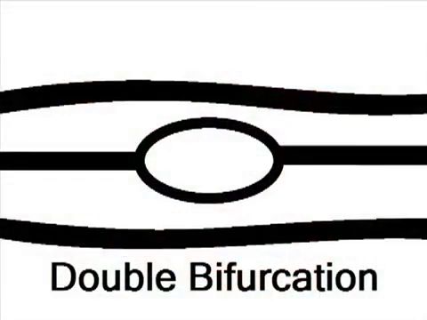A ridge bifurcation occurs when a ridge divides into two or more branches. Two bifurcations can exist together. These are examples of different combinations of bifurcations and ridge endings.